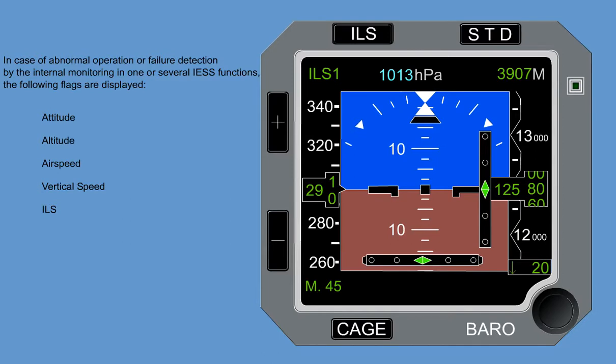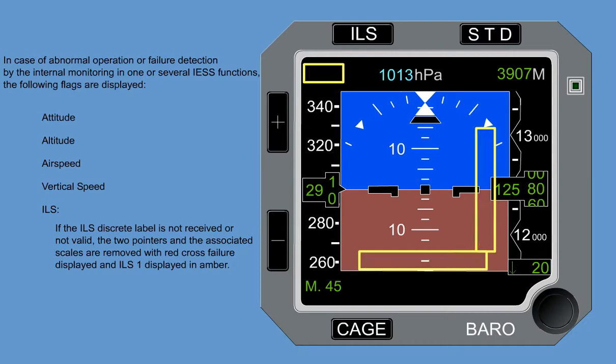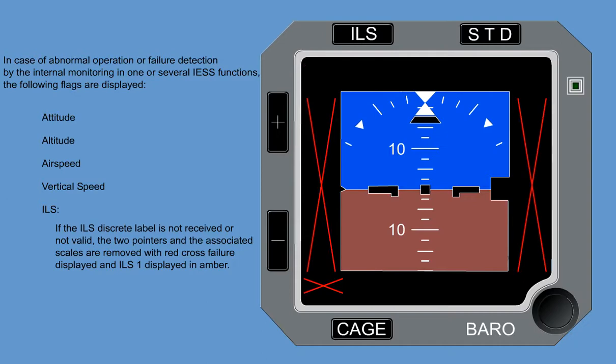For example, if the ILS discrete label is not received or not valid, the two pointers and the associated scales are removed with red cross failure displayed and ILS-1 displayed in amber. If the receiver is not tuned on the ILS frequency, the two pointers and the associated scales are removed without the display of red cross failure. Any other indication that fails will be blanked and covered by a red cross.